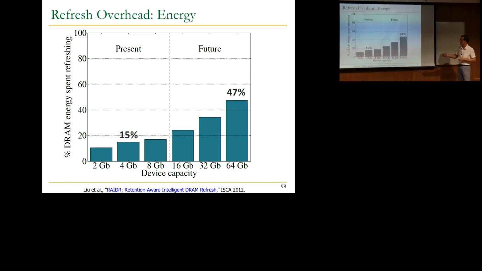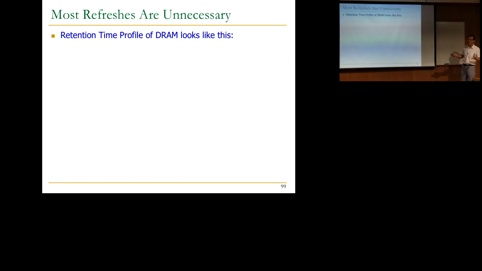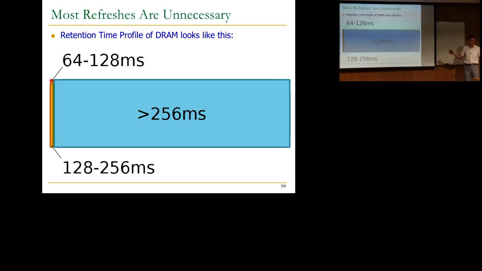You don't need to be on this curve at all. If you look at the retention time of DRAM, as we discussed yesterday, it looks like this. And if you know this retention time reliably, and if you expose it to the memory controller, the operating system or software, somehow you ensure that either you don't use these cells or you refresh them more frequently compared to these other cells.